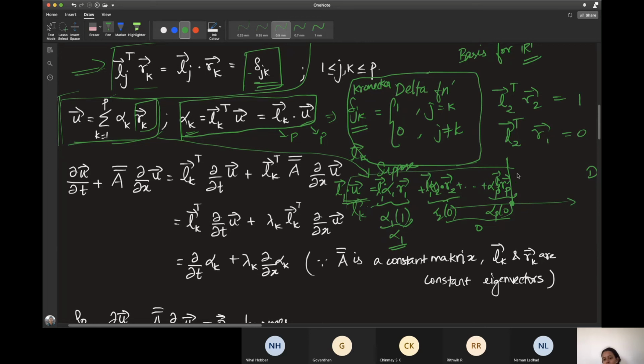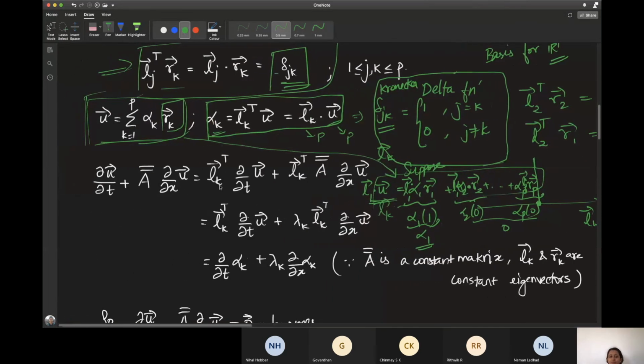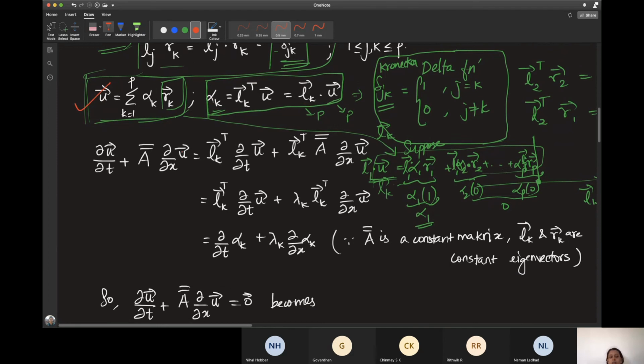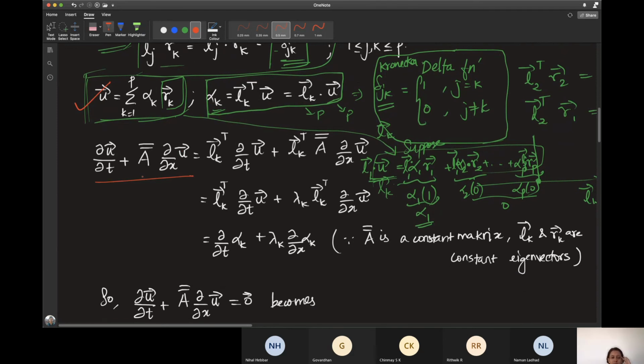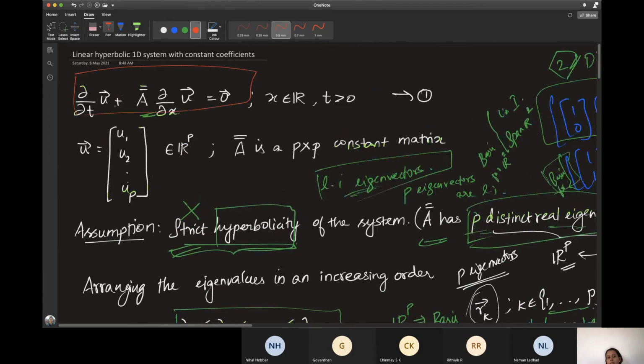I mean, to this expression for u vector, you do a dot product with Lk vector, you get alpha k as the output. So it's possible for you to write, because of this property, u vector as just a summation of alpha k Rk vectors. Now this is your system of conservation law that you took initially.